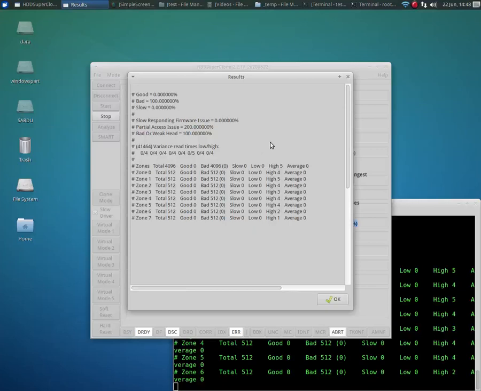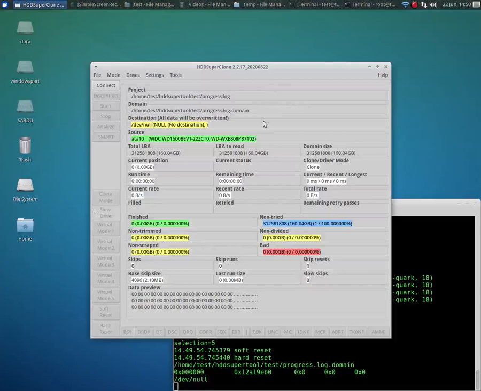I want to say that if you see any percentage in the partial access issue, it's a fair chance that there is some sort of partial access issue. Normally it should be 0%. Even though it can be inflated like you see at 200%, just seeing a number at all is an indication that maybe there's something somewhere that just completely is not reading at all on the drive. So let's take a look at our next test subject.